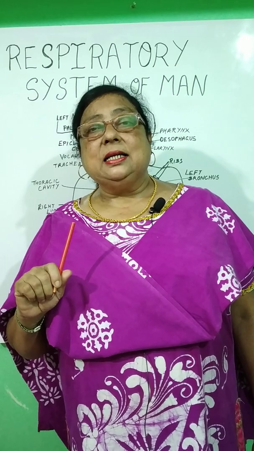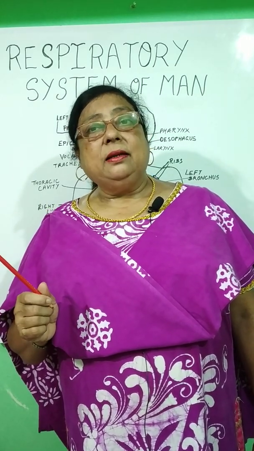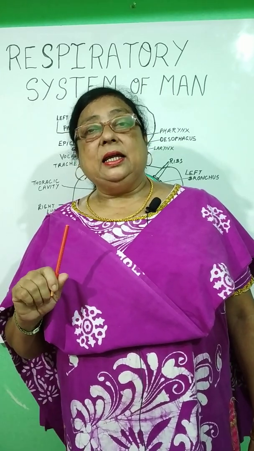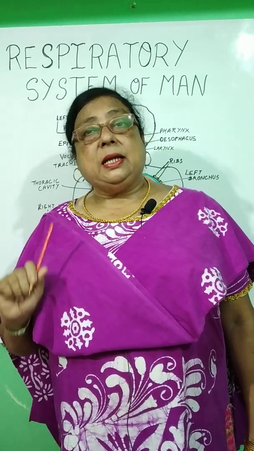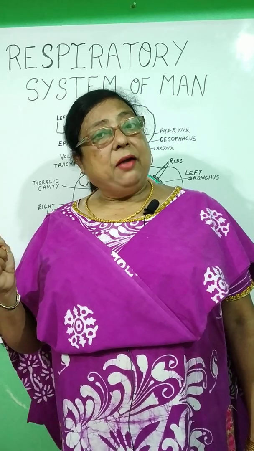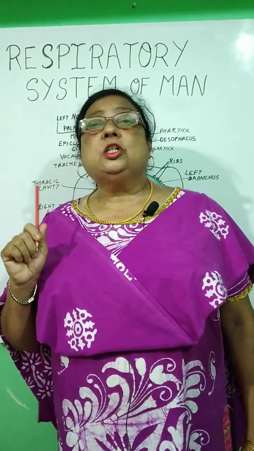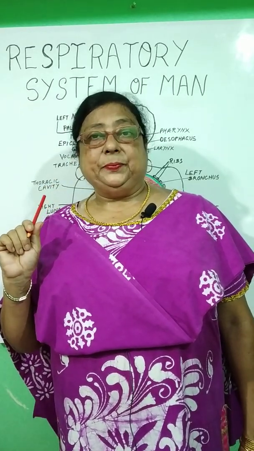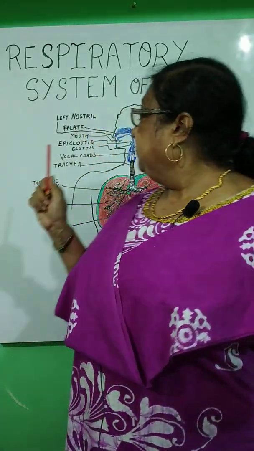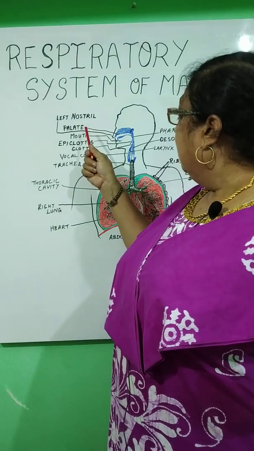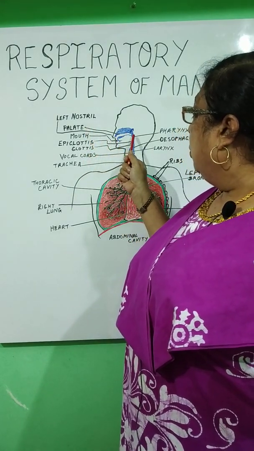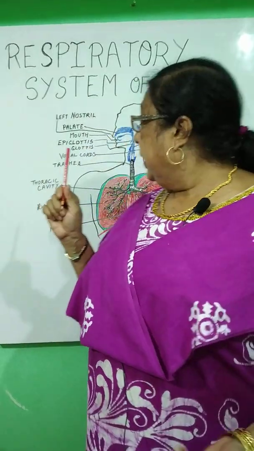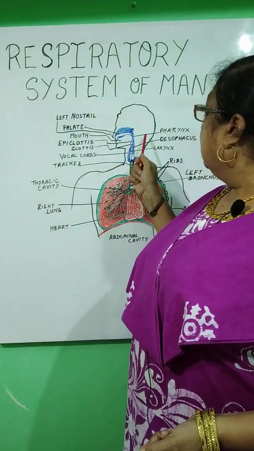Another thing is that it also moistens the air, and it also brings the air to the normal body temperature. The air which has a different temperature is brought to the normal body temperature when it enters our nostrils. So this air via the nostrils goes to the back of the mouth. Now here it enters the pharynx.